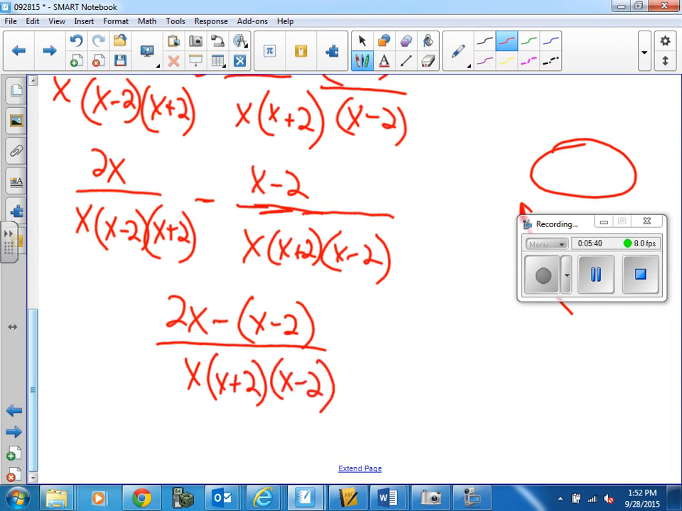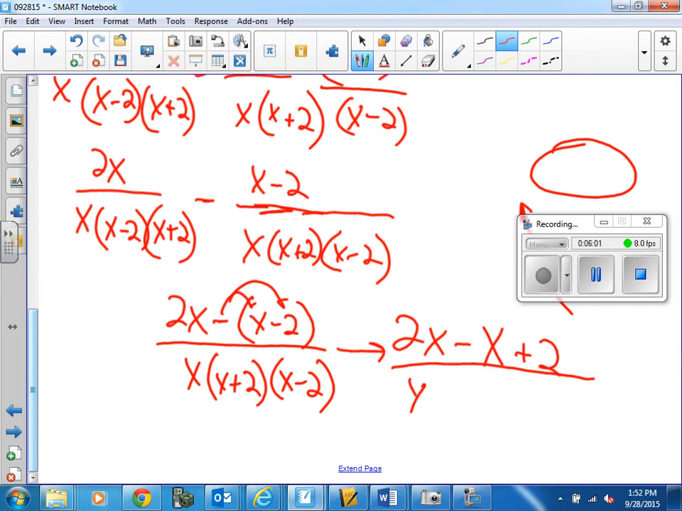All right, now this is going to be 2x minus, you got to distribute it. It's the same thing as multiplying the entire thing by negative 1. You distribute the negative, so the x becomes negative, the negative 2 becomes positive, and we have all of that over x times x plus 2 times x minus 2. So we have that.